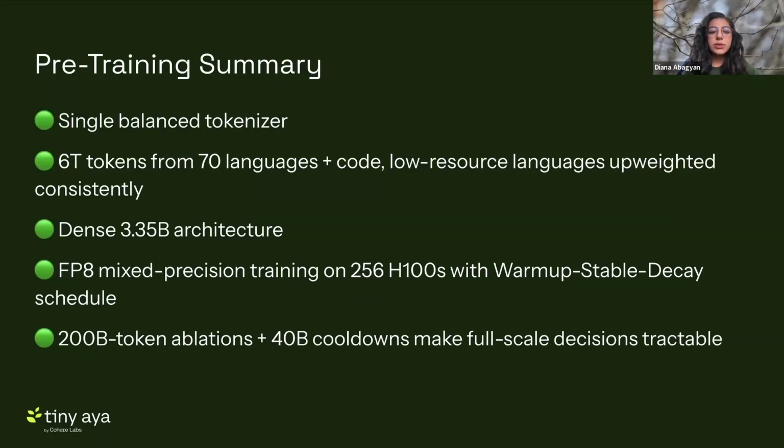Yeah, so in summary, that was a lot of information, but the takeaways are we're using a single tokenizer with balanced representation of all of our languages. Training is done on 6 trillion tokens from 70 languages and code. Lower resource languages are upweighted. We use a dense 335 billion parameter architecture. Floating point 8 mixed precision training on 256 GPUs using the warm-up stable decay learning rate schedule. And we did ablations on 200 billion tokens with 40 billion tokens for cooldown to make decisions on the full-scale training.